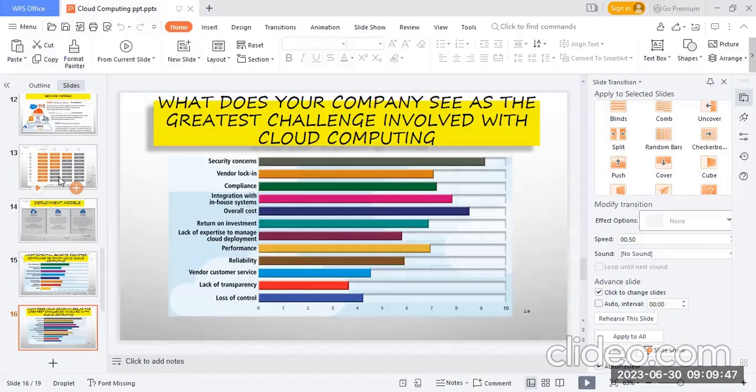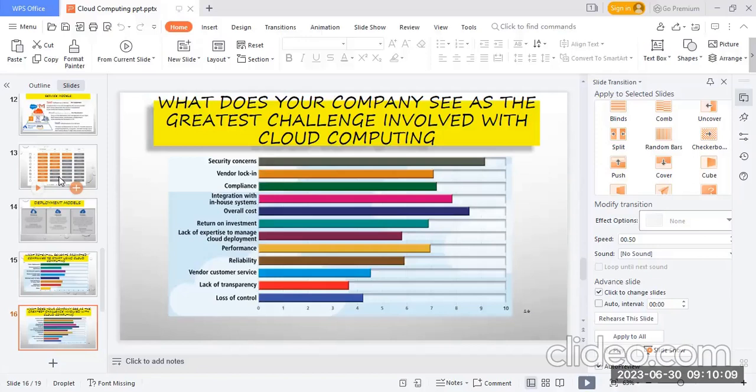Reliability concerns. Whichever cloud it is, that should be reliable. Then vendor customer service. Suppose our customers are having some problem, then in that case we need to communicate again with the cloud provider. They will give the solution, and then only we are able to respond to our customer.